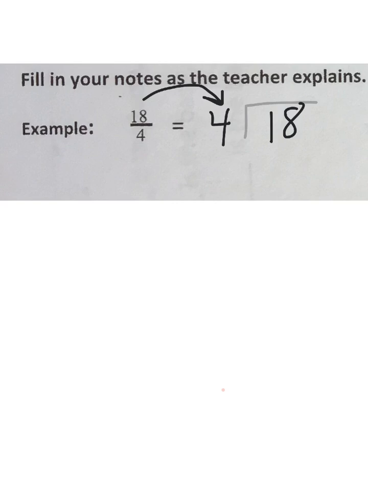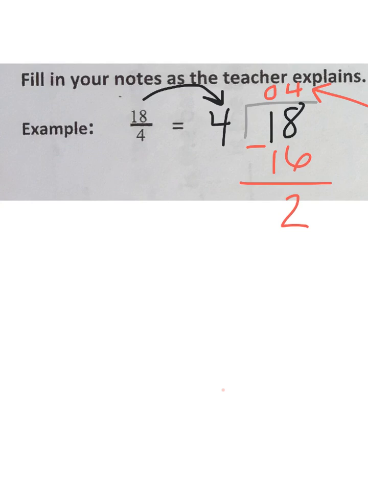Now we can divide. We know 4 cannot go into 1, so we'll put our 0. And 4 times 4 gets us 16. And then we subtract, and we're left with 2. Our remainder becomes our new numerator. Our denominator stays the same, and our whole number is what we found when we divide it.